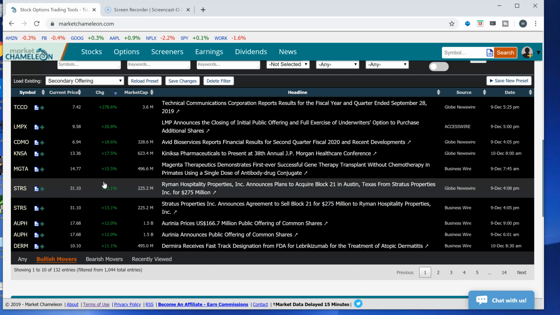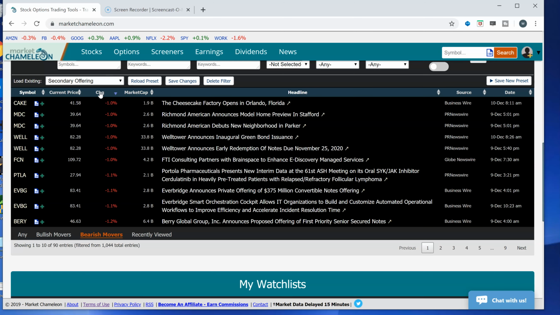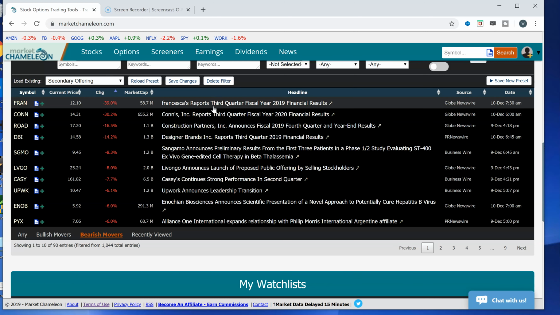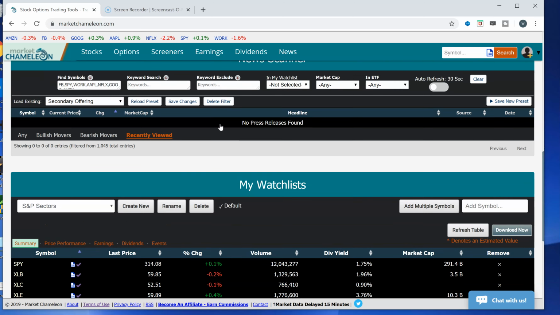Do you think there's more potential to go up? Are there perhaps similar stocks that might be impacted, or is the price move overdone based on the news that they were releasing? You could also do the same thing with bearish movers. Take a look at what stocks are going down and what are the press releases that are impacting the stocks negatively.